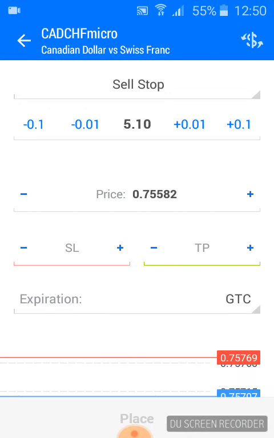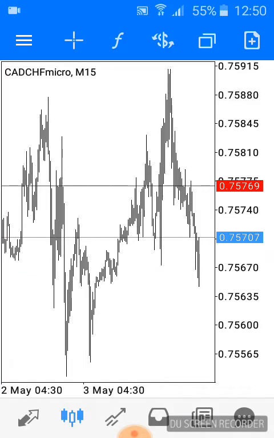Then the moment it's 4 o'clock, the market will move quickly. Then once you are in blue, delete the other pending order and close the order that is triggered. Then you're gonna be in profit.